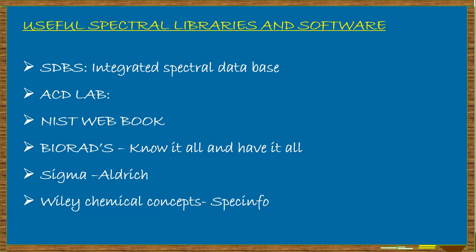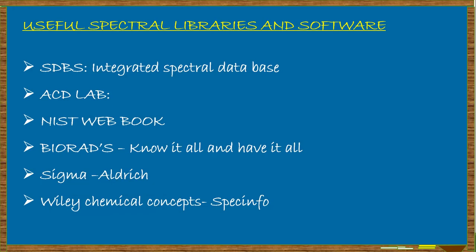In this last slide, we see some useful spectral libraries and software. So many libraries and many software are available for the spectral studies. The first one is SDBS. This is an Integrated Spectral Database, and ACD Labs, NIST WebBook, Bio-Rad's KnowItAll.